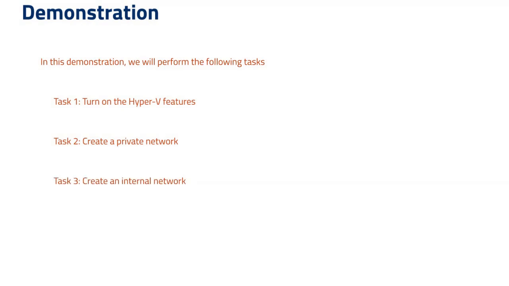In this demonstration, I will demonstrate to you how you can enable Hyper-V on Windows 10 Pro. After enabling Hyper-V, I will then configure the virtual network. The main tasks for these exercises are: 1. I'm going to turn on the Hyper-V features. 2. I will now create a private network. Then I will create the internal network. And finally, I will create the external network.